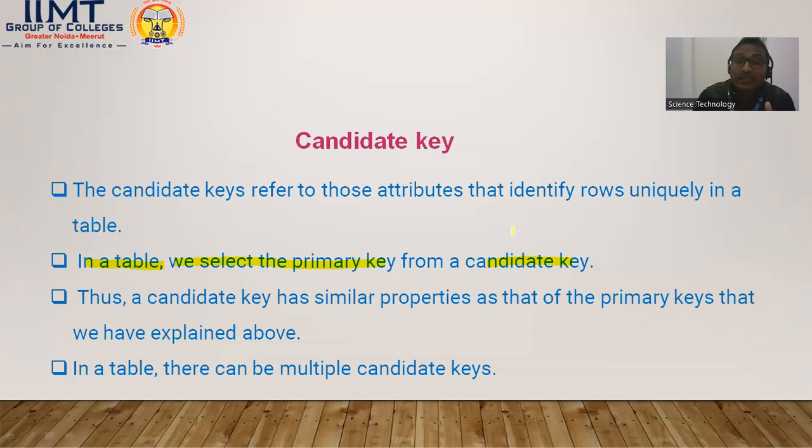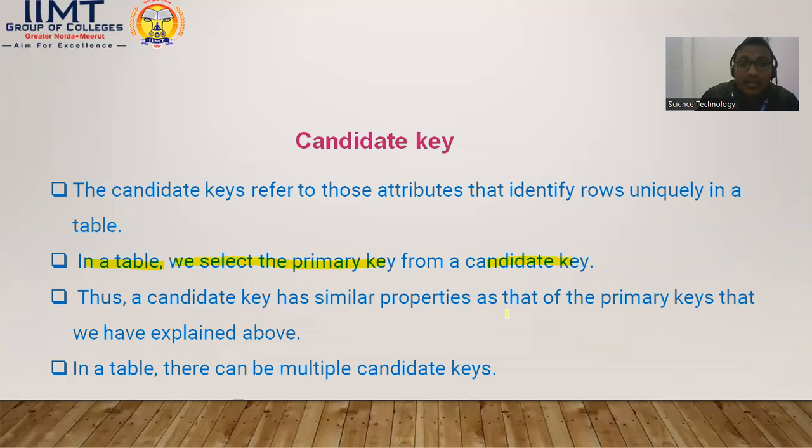There can be more than one candidate key, but the primary key is only a single key. When we select the primary key from the candidate keys, one is the primary key and the remaining are called candidate keys. Every candidate key can be made the primary key, but only one key can be selected as the primary key.